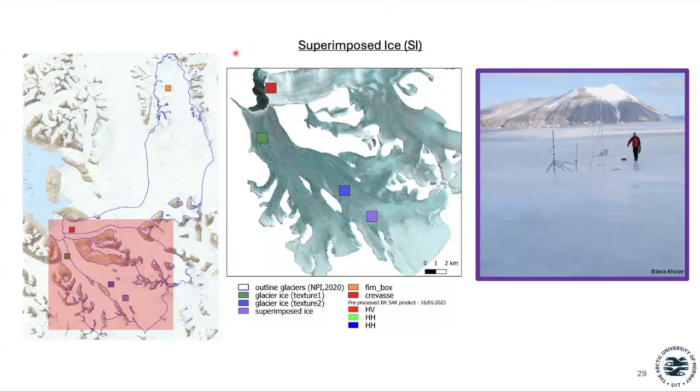So for superimposed ice, as you can see on the right image, it's quite wet because of this cycle of refreezing and remelting. And in the satellite imagery, it shows up between the firn, with high intensity and high brightness, and the glacier ice, which is a lot darker.